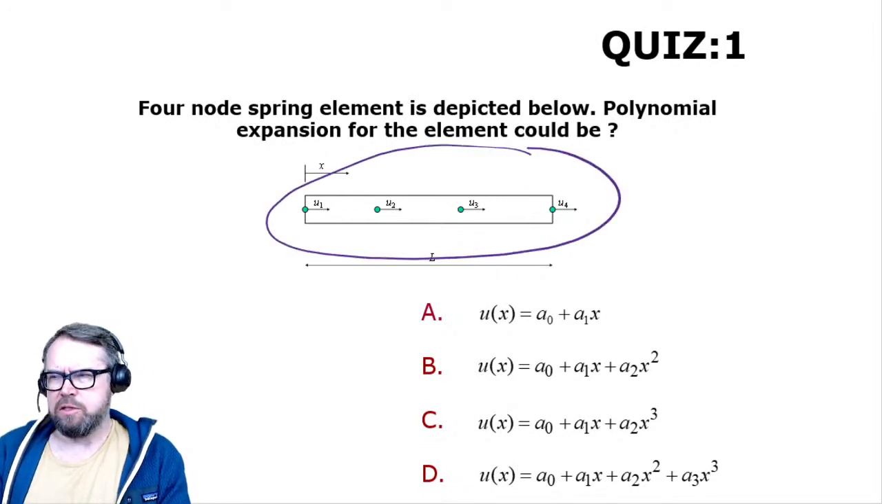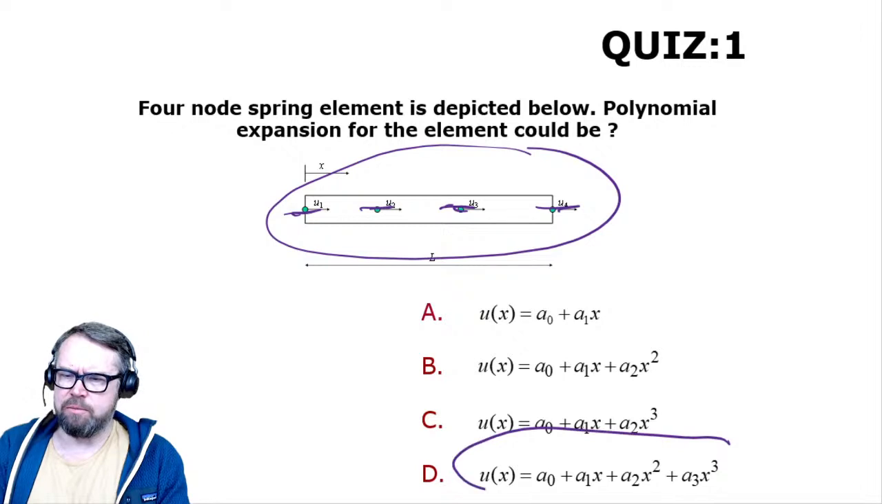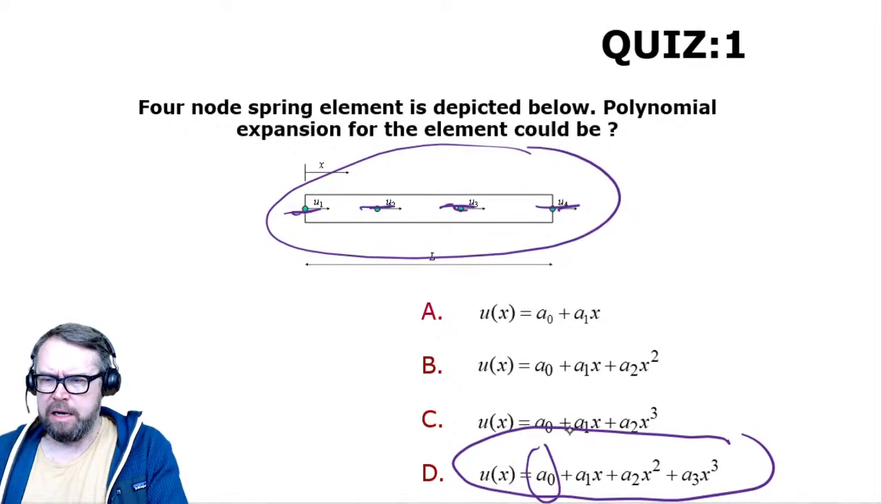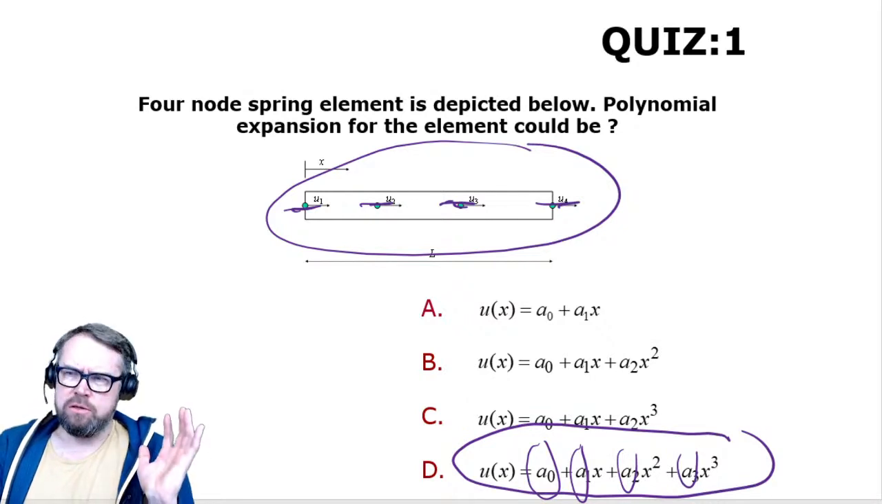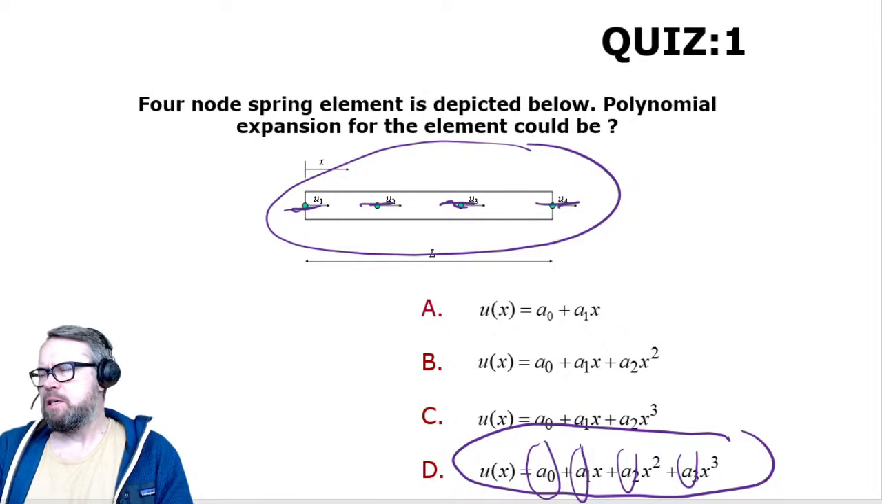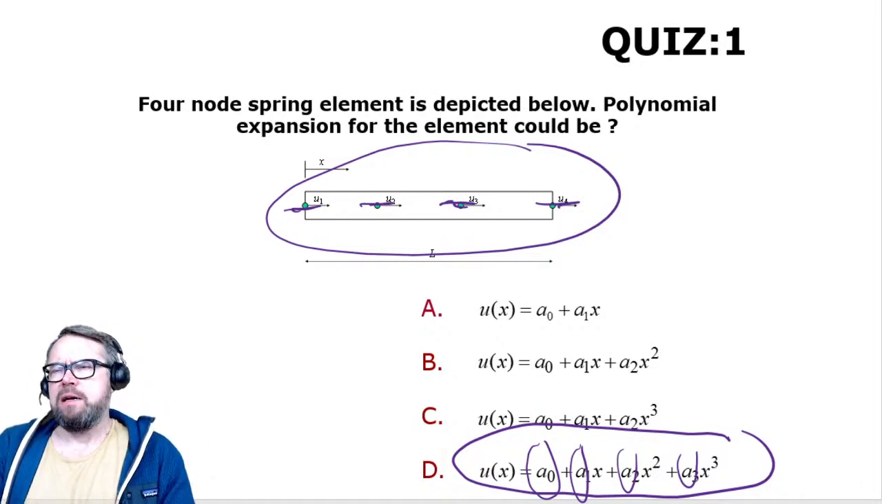Okay, so this element here consists of four degrees of freedom. So there are four nodes, each of them has 1 degree of freedom. It means that I have to select a polynomial expansion where I have four unknowns. And again, these unknowns are these a0, a1, a2, a3. What I want to do then is express these polynomial coefficients using my nodal degrees of freedom. And once I do that, I get my shape function. All right, so that's how it goes.